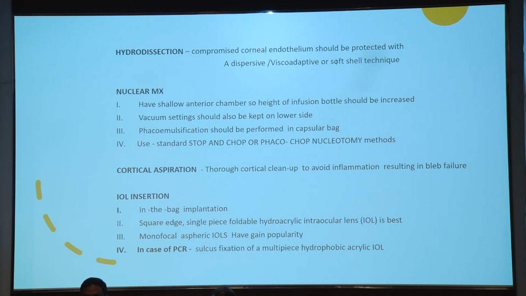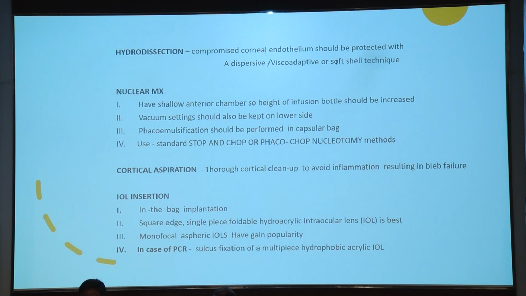Phacoemulsification should be performed in the capsular bag as far as possible, and use standard stop and chop or phaco chop nucleotomy methods. Cortical aspiration: thorough cortical cleanup to avoid inflammation resulting in bleb failure at a later date. When you're inserting the IOL also, you have to be very careful that it's in the bag.